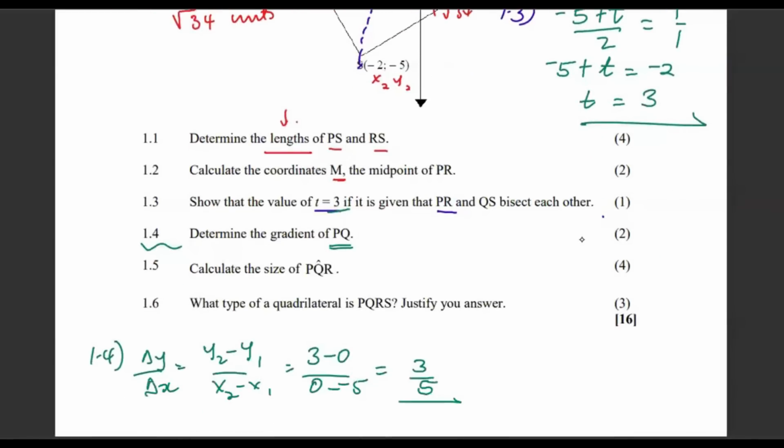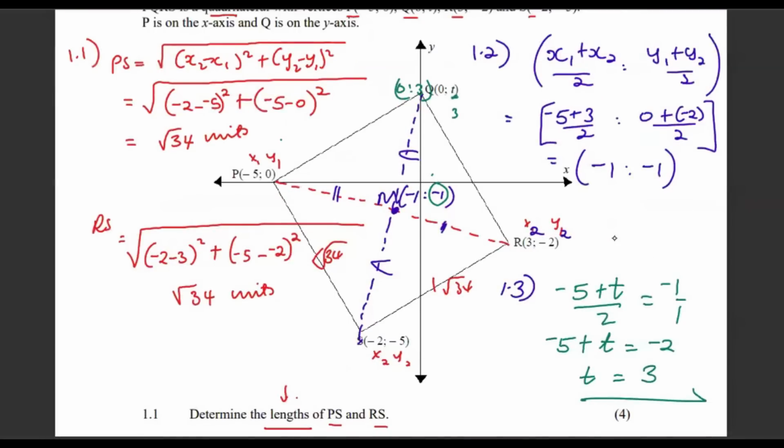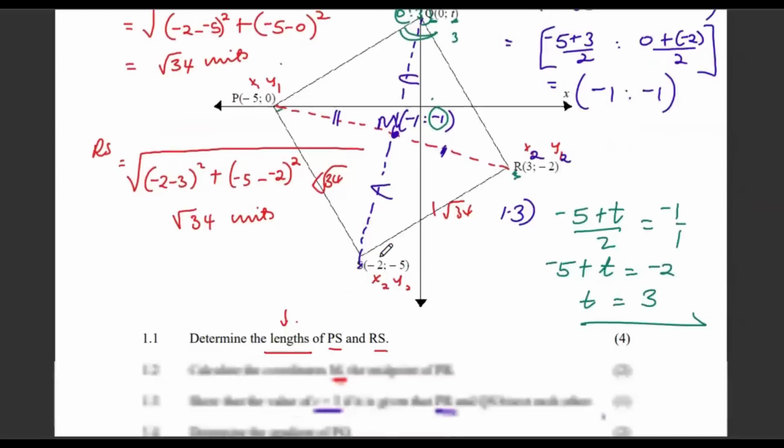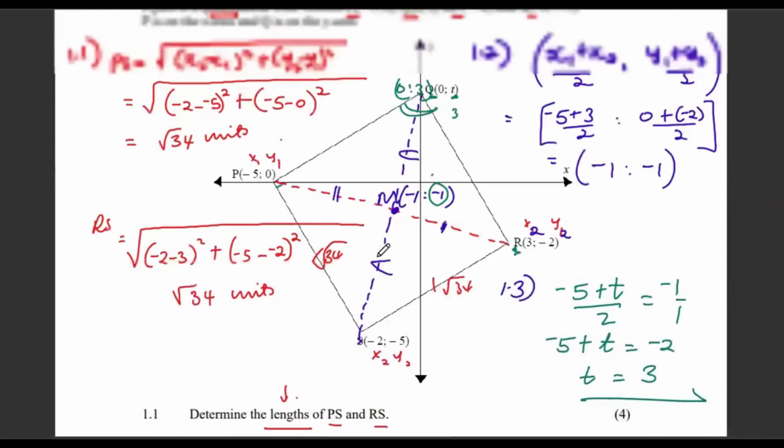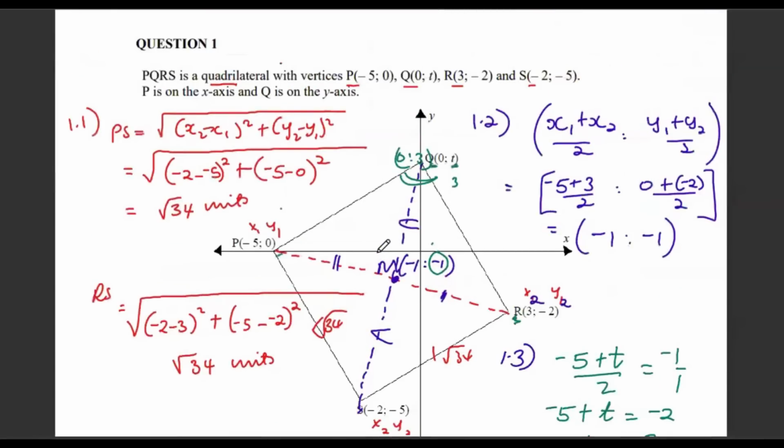Okay, then they want the size of PQR. P, Q, and R. In other words, they want us to get this entire angle here. How many marks is this question? It's 4 marks, okay. Now, there are 2 ways to do this, né?